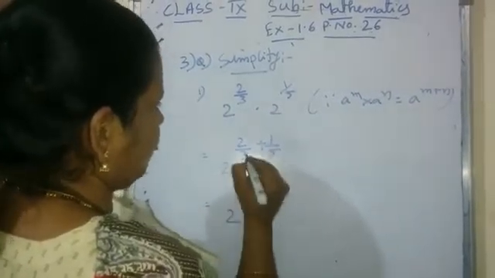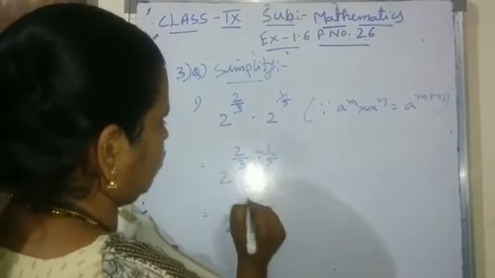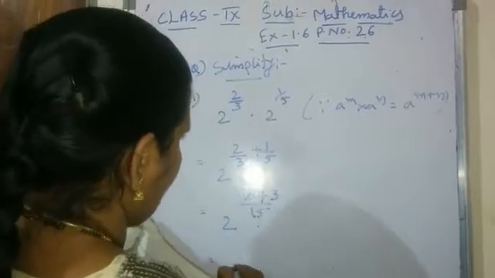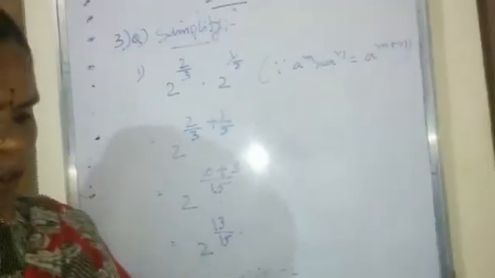It means 2 to the power of, take the LCM of the denominators, 15. 3 5 times 5, 2s are 10, plus 5, 3 times 3, 1s are 3. Now 2 to the power of 13 by 15. Now see children, second one is homework for you.